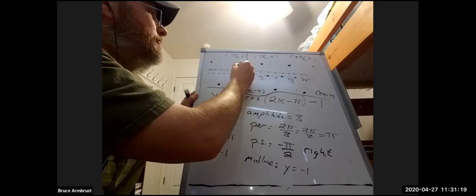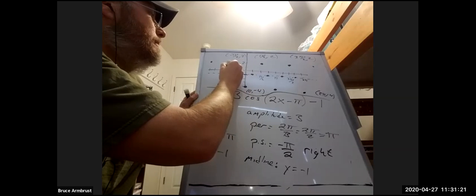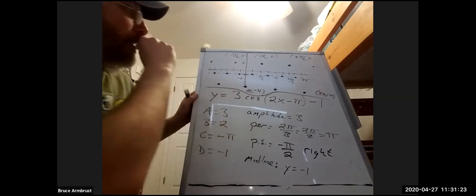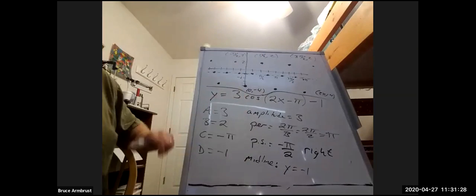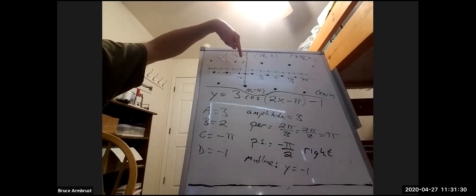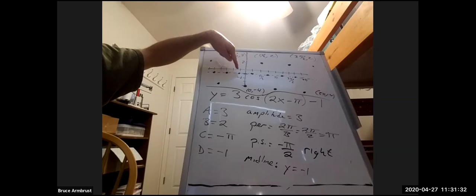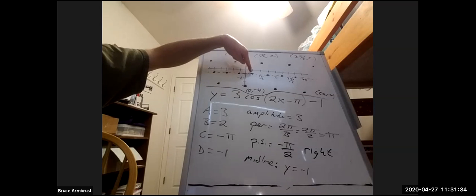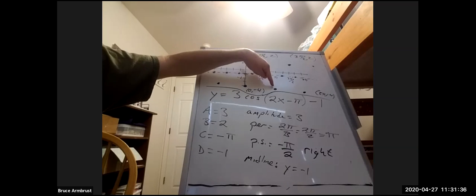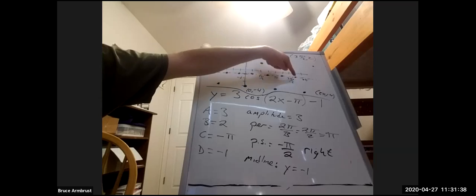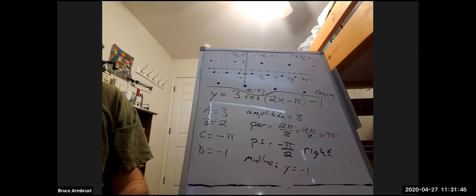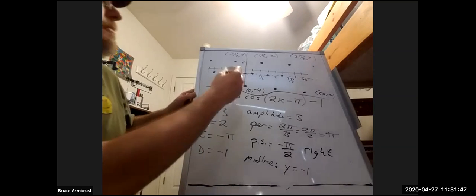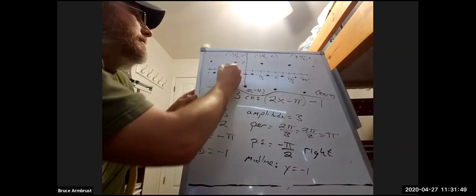Hopefully you notice that all I'm doing is going half the distance. The way I've got it set up, each one of my tick marks is one of these special places. I'm going from maximum to midline to minimum to midline to max, mid, min, mid, max, mid, min. It's just that same pattern over and over. So now we can just go ahead and connect those dots.